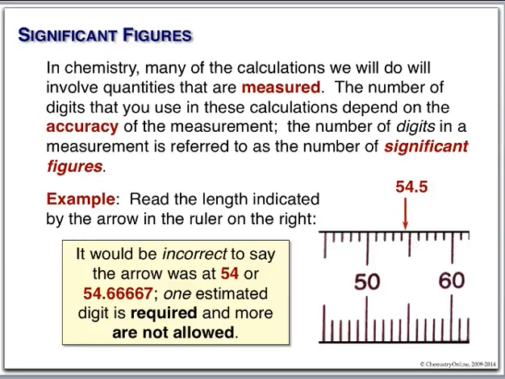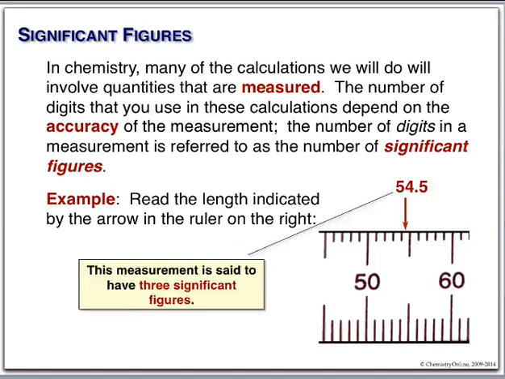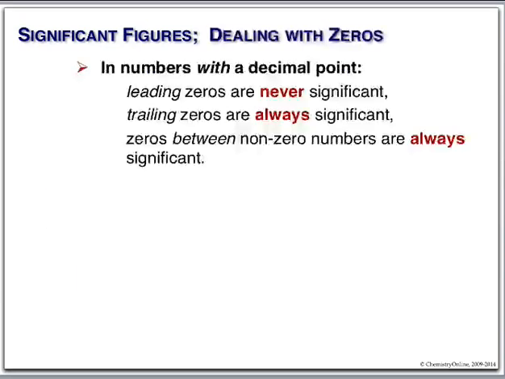This number has three significant figures. The first two digits we're sure of. The last one is our best guess. Any measurement in science, the last digit is going to be the best guess. To get the number of significant figures, all you do is simply count the digits in the measurement. Now that's simple, we can do that. The only place people have trouble with significant figures is if you have zeros in your number. And so there are rules for that.